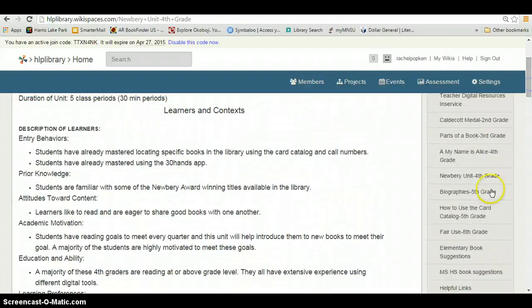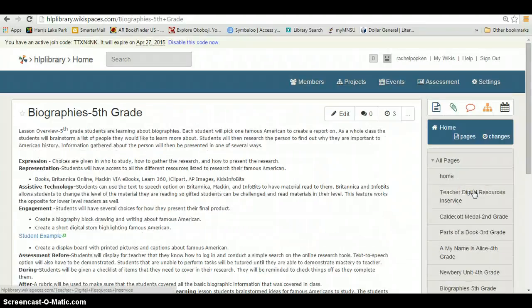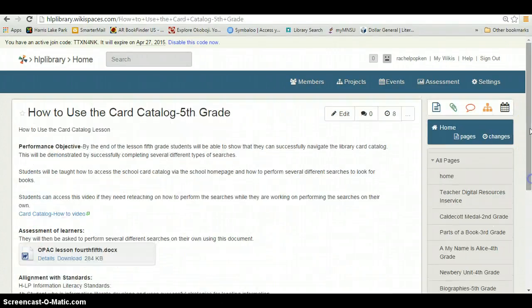The next lesson that you will find on the right-hand side is biographies. This is for fifth graders. Fifth graders are going to use many different resources, including digital databases, to help them research a famous American. This unit will end in students having a choice of their final product. They will either create a biography block or they will create a short digital story. There is a link to a student digital story that they created on Abraham Lincoln.